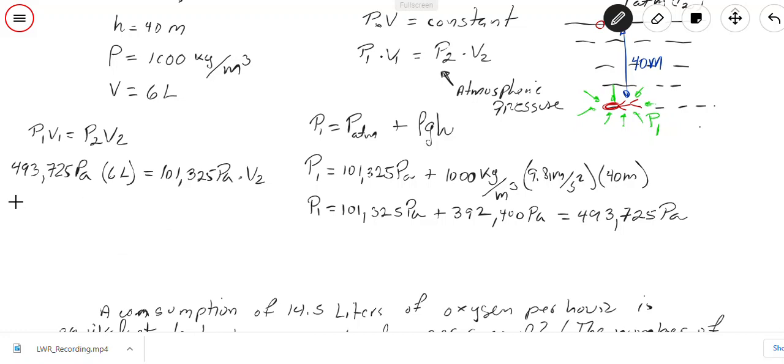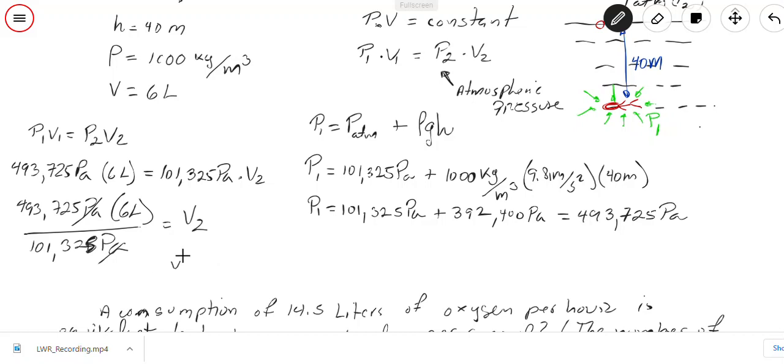So we solve for V2 here, and we get 493,725 Pascal times 6 liters divided by 101,325 Pascal. The Pascals cancel out, and we have that the volume 2 would be equal to 29.2 liters. So the volume of the lungs increases by a very important magnitude. It's multiplied by a factor of almost 5.